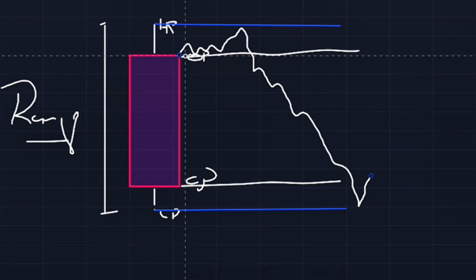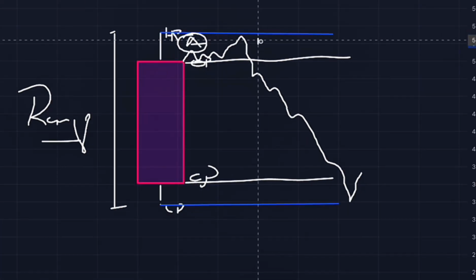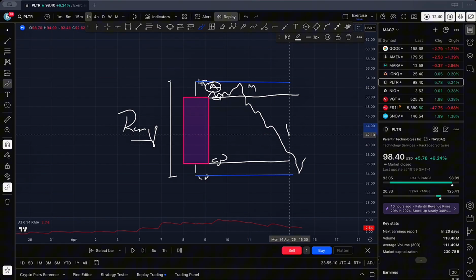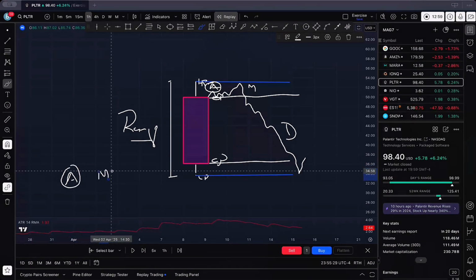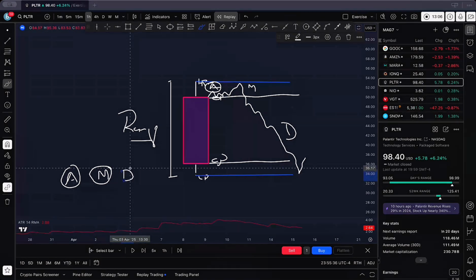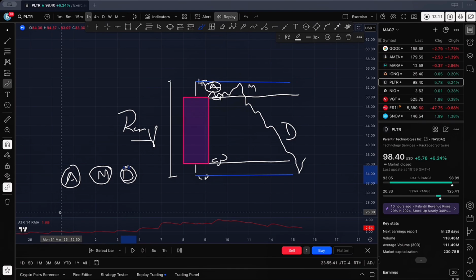And then right here we have what we call AMD. This is the accumulation, this is the manipulation here, and the distribution here. And this happens in different markets. In Asia, for example, if they have the accumulation in the Asia session, they have the manipulation in London when London is open, and distribution in New York when the NYSE opens.